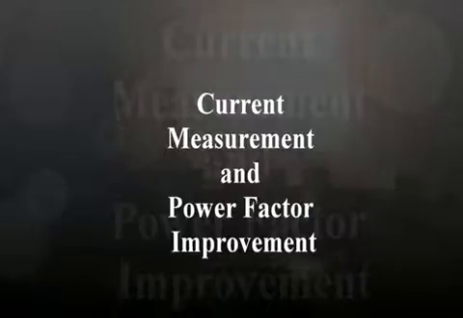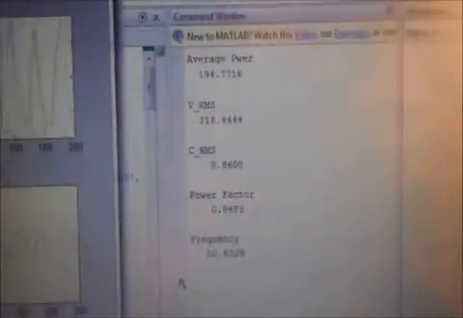Now as load, we are using two tungsten bulbs, and the two loads are taking approximately 0.9 ampere current, which is shown in the multimeter, and in the command window the current RMS is shown approximately 0.86 ampere.